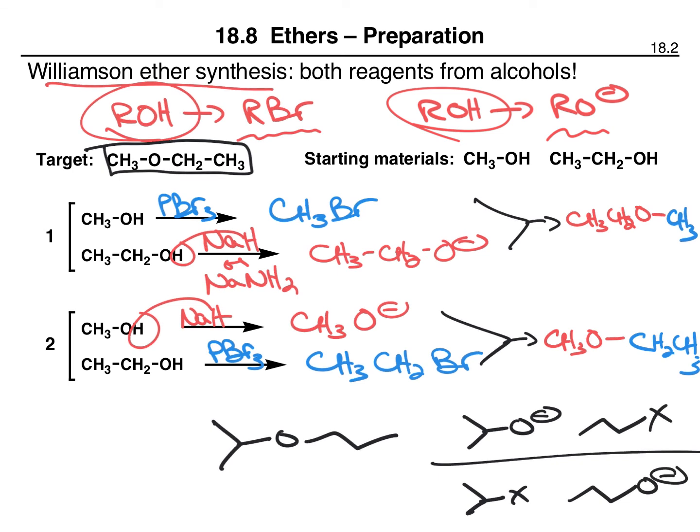And what you'll notice is that here we should get a good SN2 substitution because we are reacting with a primary alkyl halide. But here we will not get substitution, we'll get elimination because this is a secondary alkyl halide. So be sure to consider the best approach of which alcohol should be converted to the alkoxide and which alcohol should be converted to the alkyl halide.